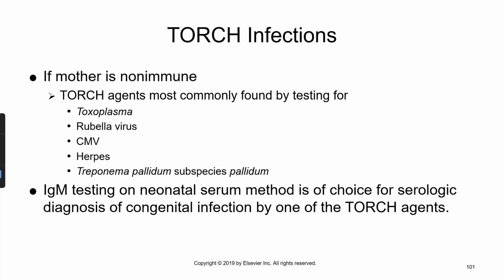If the mother is non-immune, so the mother doesn't have enough antibodies, TORCH agents are most commonly found by testing for Toxoplasma, rubella, cytomegalovirus, herpes, and Treponema pallidum subspecies pallidum. IgM testing on neonatal serum is the method of choice for serological diagnosis of congenital infection by one of the TORCH agents.